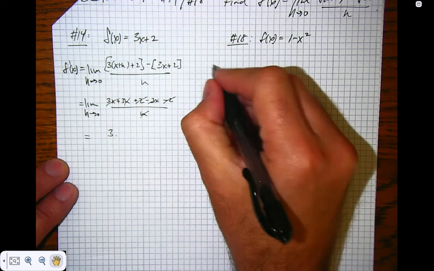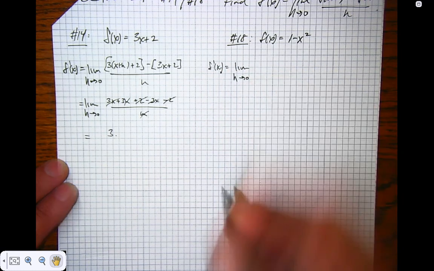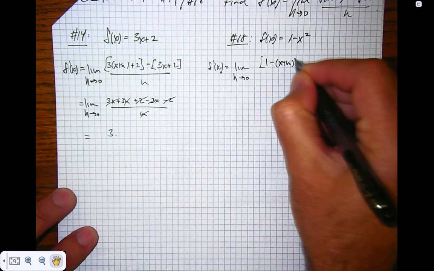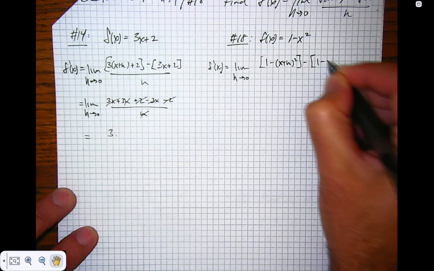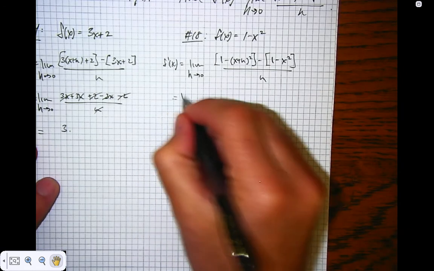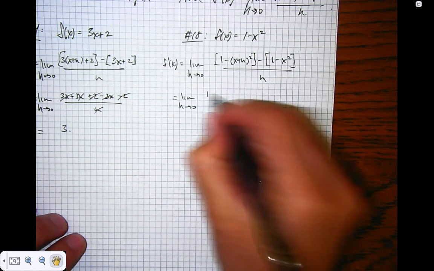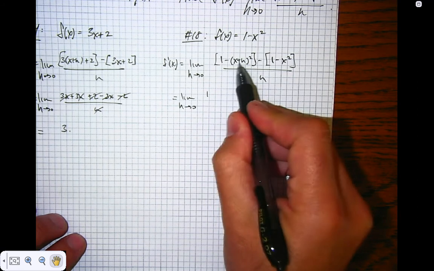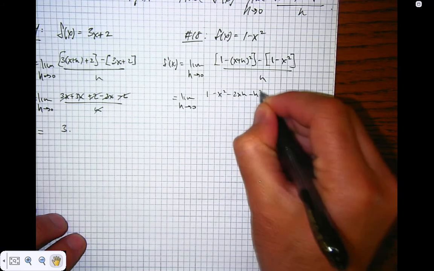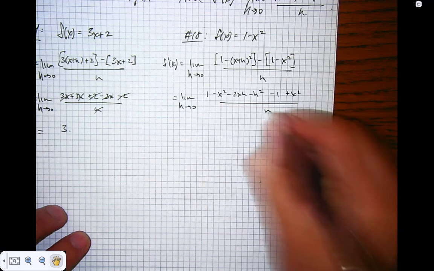Okay? All right, so over here, f prime of x is going to equal the limit as h approaches 0 of f of x plus h. So that's 1 minus the quantity x plus h quantity squared minus the original function 1 minus x squared all over h. Same game, you need to simplify. Limit h approaches 0. Now let's expand this out. So this is 1 minus this thing FOILed out is going to be minus x squared minus 2xh and minus h squared. Distribute the negative, I get minus 1 plus x squared all over h.